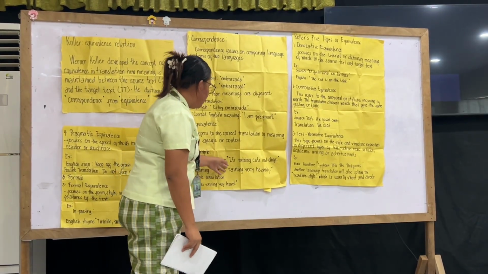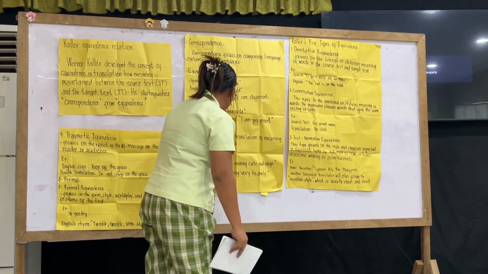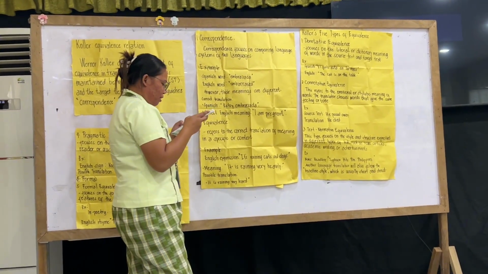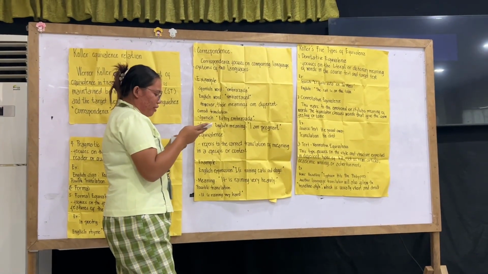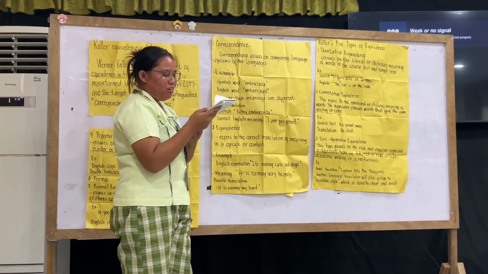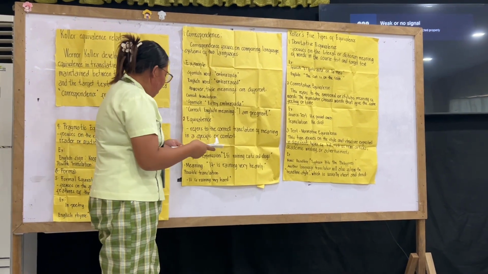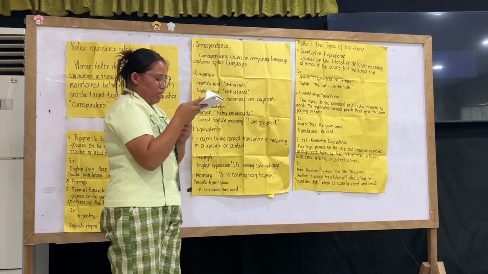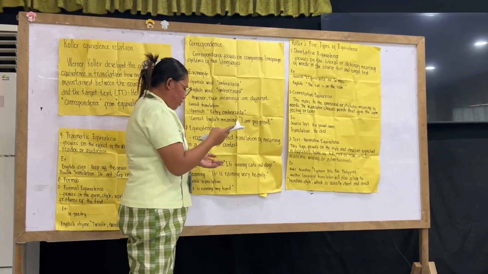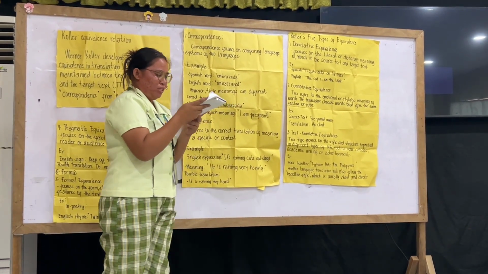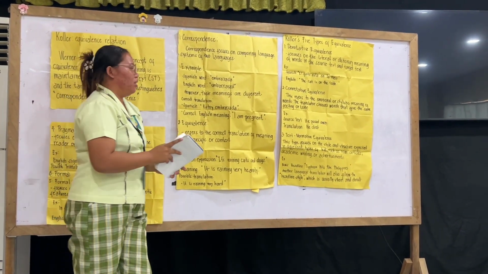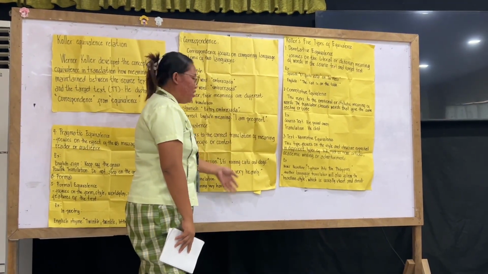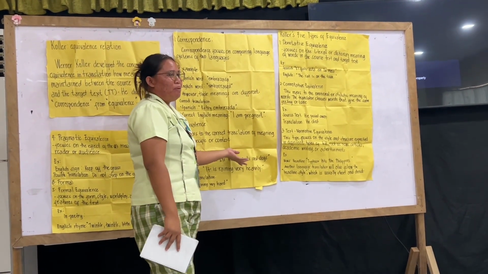For example, the English expression it's raining cats and dogs means it is raining very heavily. If translated literally into another language, it may sound strange or confusing. So the translator uses an equivalent expression: it's raining very hard. The translator focuses on conveying the meaning, not the exact words. So instead, we translate it into another expression.